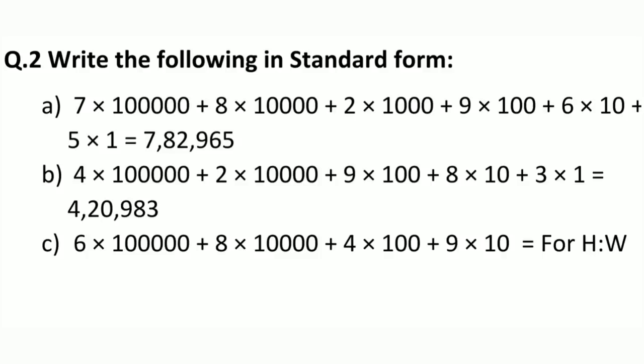So we write it as 420,983, which can be read as 4,20,983. So in this way you can write the standard form. Now moving on to question number C. The question number C is 6 into 1 lakh, 8 into 10,000, 4 into 100 plus 9 into 1. This part is meant for your homework. You write the answer yourself, but while writing, keep in mind that if any place value is missing, you put a 0 in place of that.